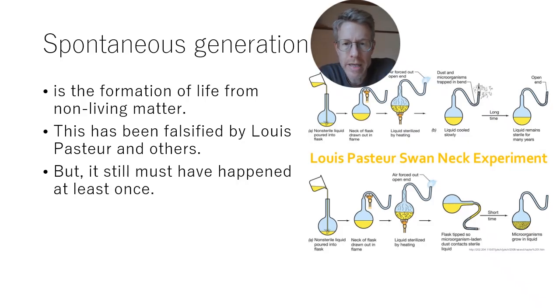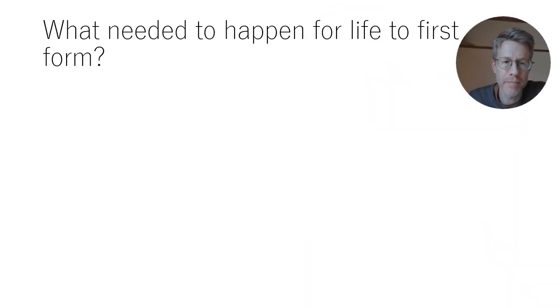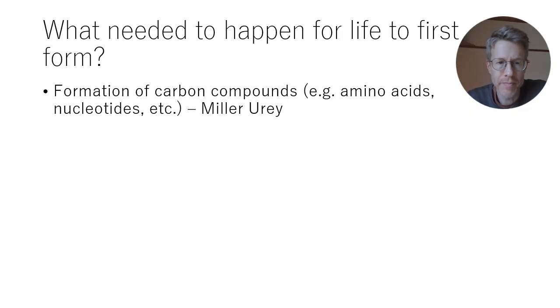So even though spontaneous generation has been falsified, it doesn't happen normally, it still must have happened once, because there was a time when there was no life and now there is life. So how did that transition occur? And so the idea is certain things would have had to have occurred for life to emerge spontaneously. First, we would have needed the molecules of life. We're calling those carbon compounds. Sometimes I call them organic molecules or biological molecules.